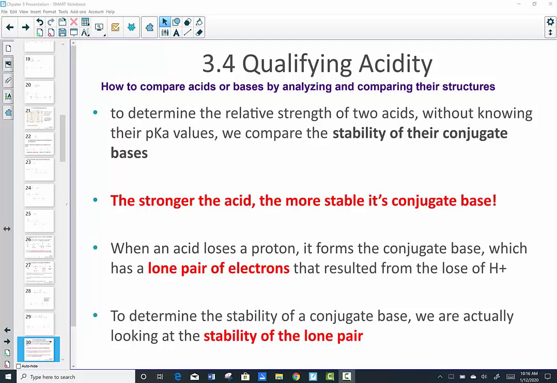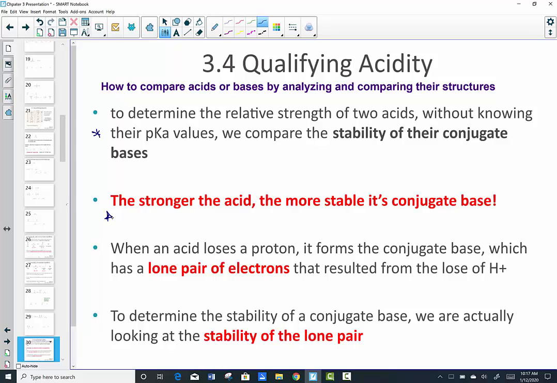We're really able to determine what side of an equilibrium would be favored, which one is going to be the stronger acid, just by comparing two structures and their ability to stabilize the negative charge. So let's begin by thinking through what stabilizes a negative charge. To determine the relative strengths of two acids, when we're not being given a pKa value, we are able to compare the stability of their conjugate base and understand that the stronger the acid, the more stabilized its conjugate base becomes. So, an important statement there.